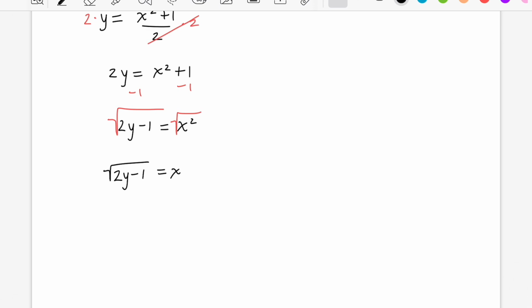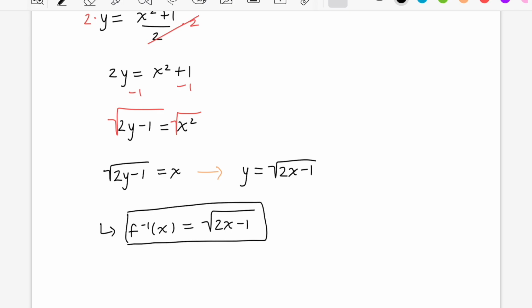And then remember, we need to switch our x and y's. So this tells us that y is equal to the square root of 2x minus 1. And we can conclude that the inverse function of f is given by the square root of 2x minus 1. All right, so that's it for this video.